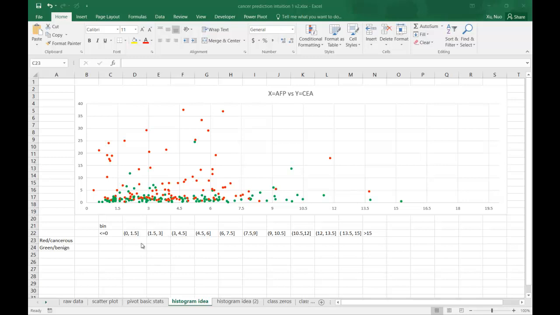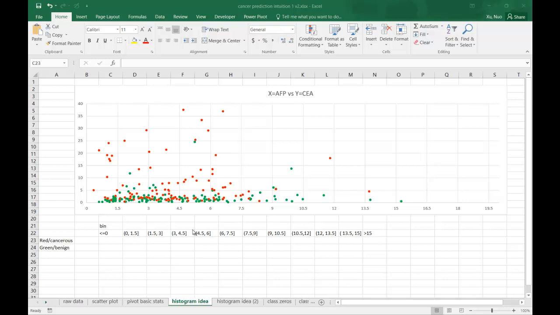Now, I want to count within the first bin, which is from 0 to 1.5, how many red dots are within that bin, and how many green dots are within that bin. Again, the red dots are the cancerous cases, the green dots are the benign cases. And similarly, I would do so for every other 11 bins. Of course, in this case, there'll be zero counts in the leftmost bin, which is less than or equal to zero.